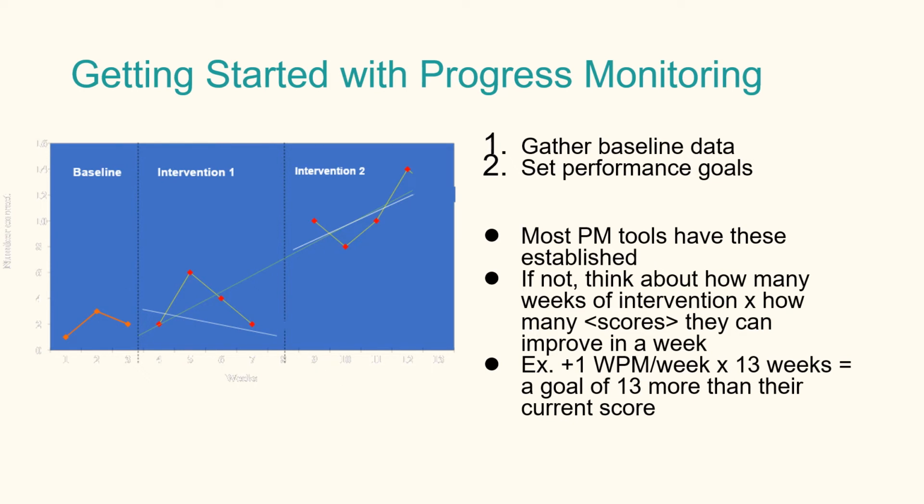If you don't have a tool that does it for you, you can think about how many weeks of intervention times and how many points they can reasonably improve in a week. So, for example, if I'm looking at reading words per minute and the student can reasonably read 1 more word per minute each week, I would multiply 1 by the number of weeks left, 13, to add 13 words per minute to her current score to set a reasonable but ambitious goal.